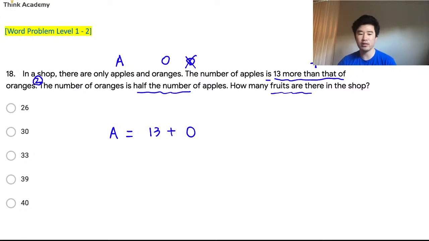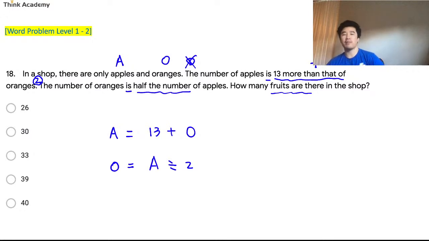Again, let's translate this sentence. The number of oranges is, so equation side, half the number of apples. Half of apples. What operation should we do? It's going to be divide by 2, right? So apple divided by 2. Let's check our equation. Orange is equal to apple divided by 2, meaning the number of oranges is half of apples. So that makes sense.